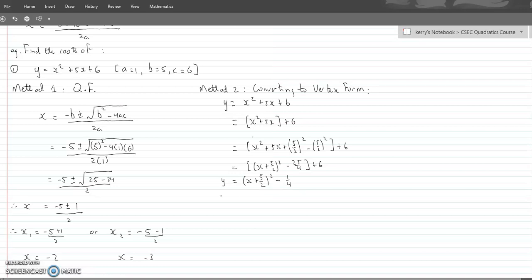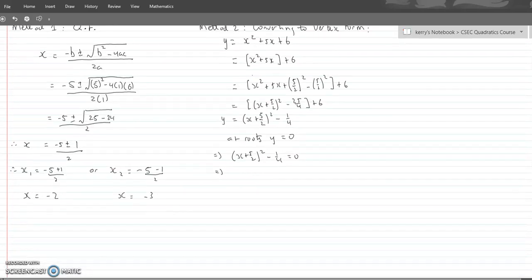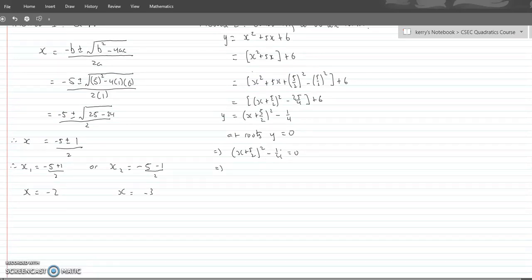Now, remember again, at the roots, what is the value at the roots? At the roots, y is equal to 0. So what this gives me here is x plus 5 over 2 squared minus a quarter is equal to 0. Now, for us to solve this, you have to transpose the negative a quarter. So you have to add a quarter to both sides, so it becomes positive a quarter. 0 plus a quarter is a quarter.